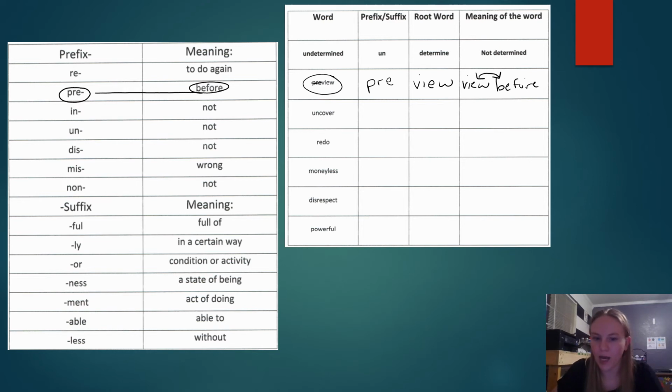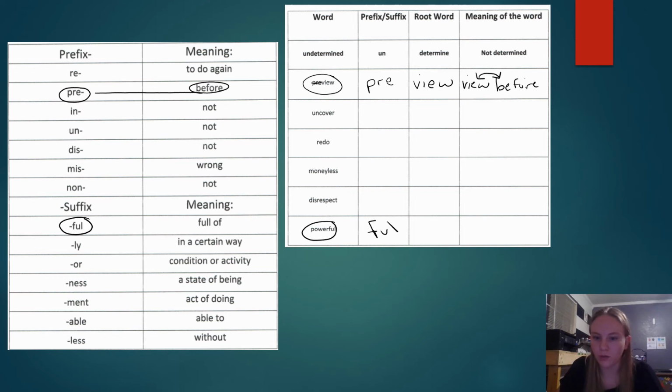Let's try one more. Let's look at the word powerful. What do you see in the word powerful that matches a prefix or suffix over on our chart? Very good. F-U-L is a suffix this time. So we're going to put full. F-U-L. Full. So we've got full for our suffix.